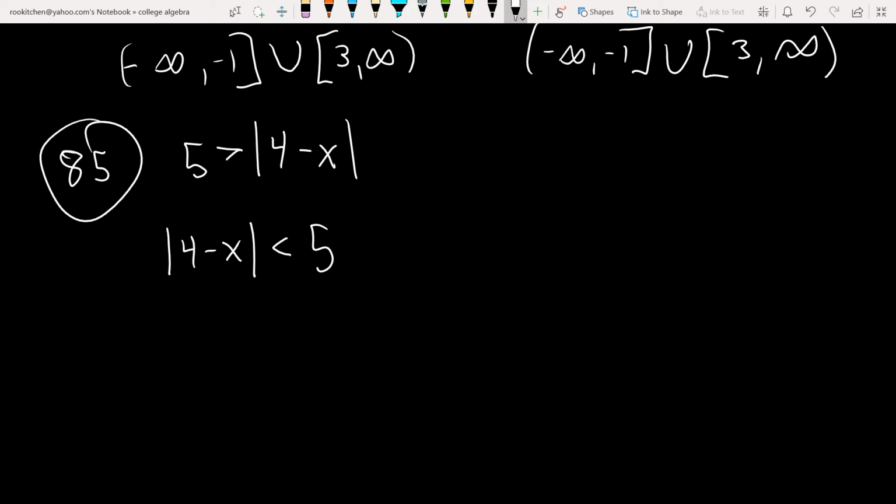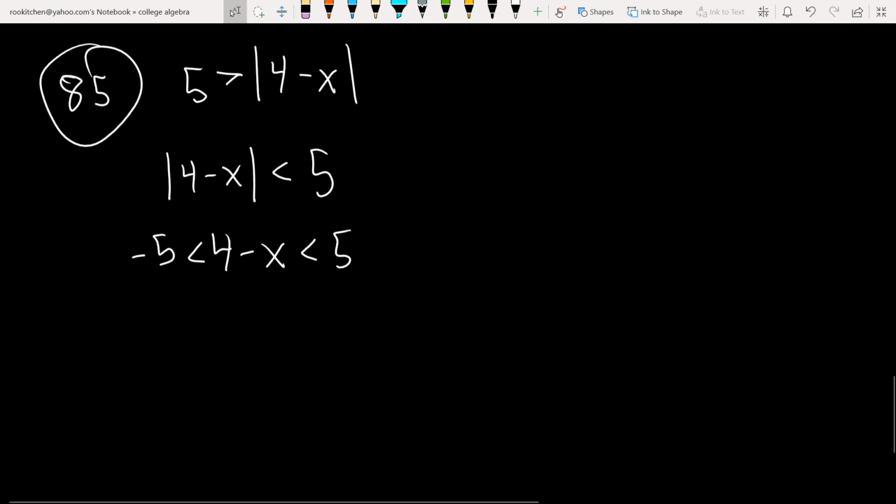So this is a second type of absolute value inequality. And for these types, what you can do is drop the absolute value and write it as a compound inequality. So you'll put 4 minus x in between 5 and negative 5. Then you try to isolate x. So I'm going to subtract 4 from all 3 sides. So I get negative 9 less than negative x less than 1. And I'm going to multiply all 3 sides by negative 1.